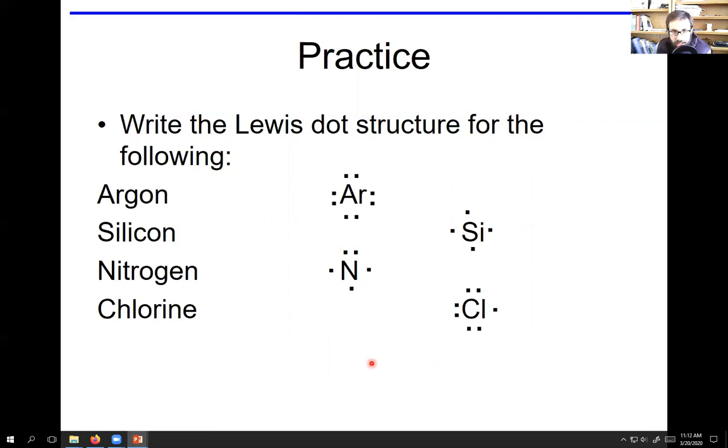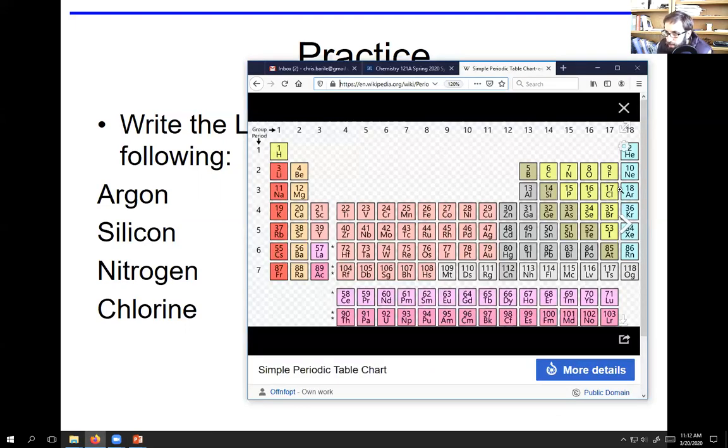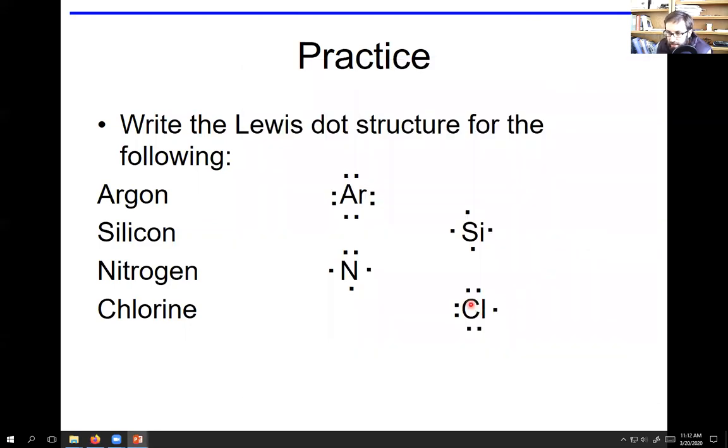And chlorine's a halogen. It's 1 electron away from argon. It's going to have 7 valence electrons, and so they're all paired except the last one.